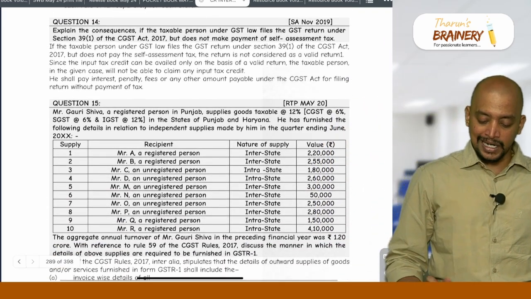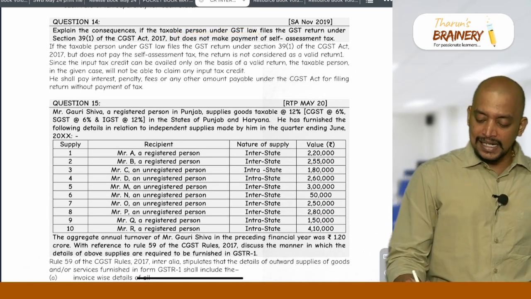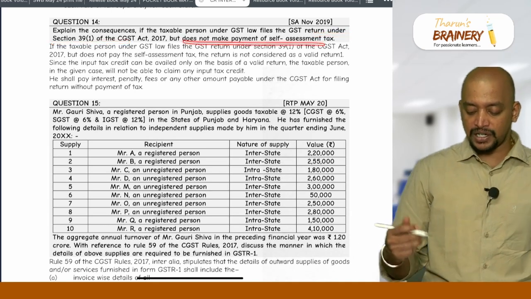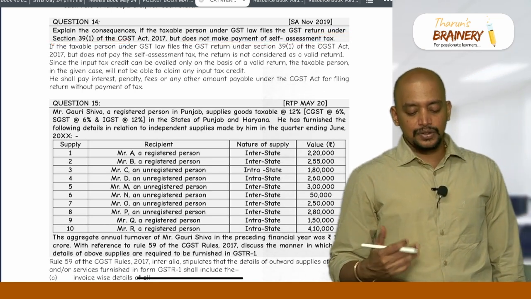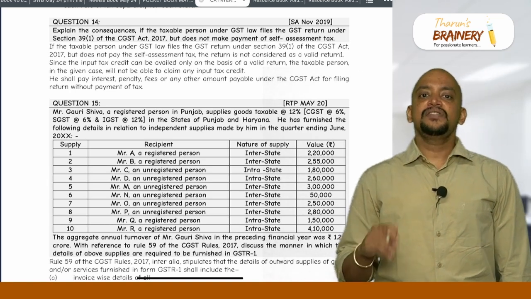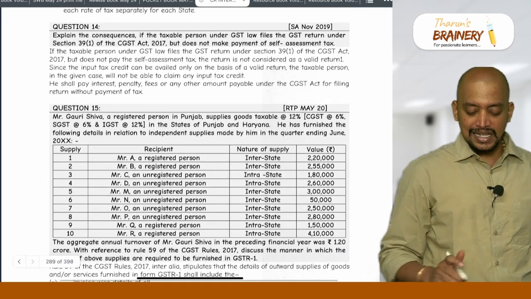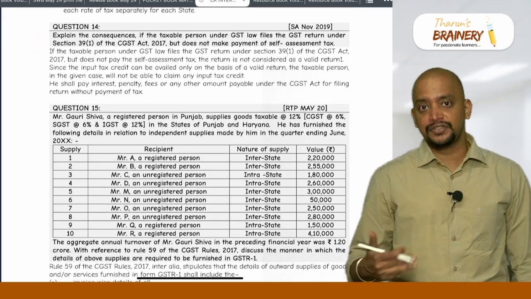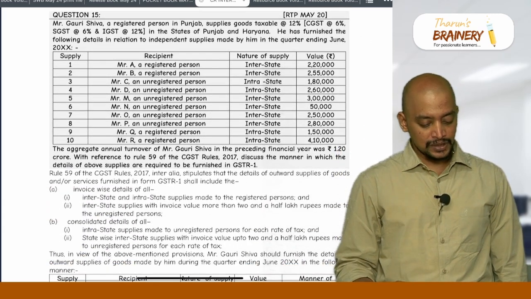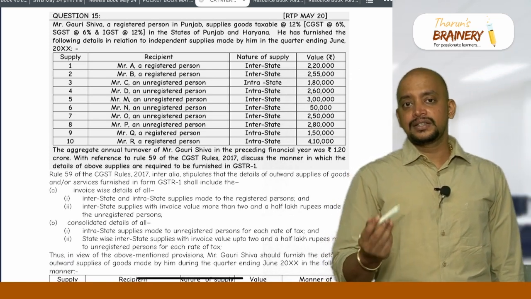Then question number 14. Explain the consequences if the taxable person under GST law files the GST return under section 39 but does not make the payment of self-assessed tax. It is practically not possible to file the return without payment of taxes. Even if that return is filed, that is not called a valid return. But this is irrelevant now because we cannot file the 3B return without payment of taxes, but other returns, I mean GSTR1, we can file.